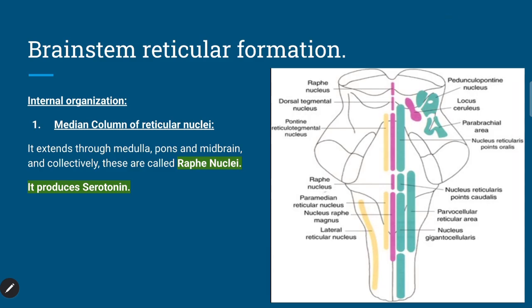Let's start with the internal organization of the reticular formation. Number one, it has basically three different columns. If this is the brainstem going like this, it has a median, then it has a medial, and it has a lateral one. So that's how you can remember this.